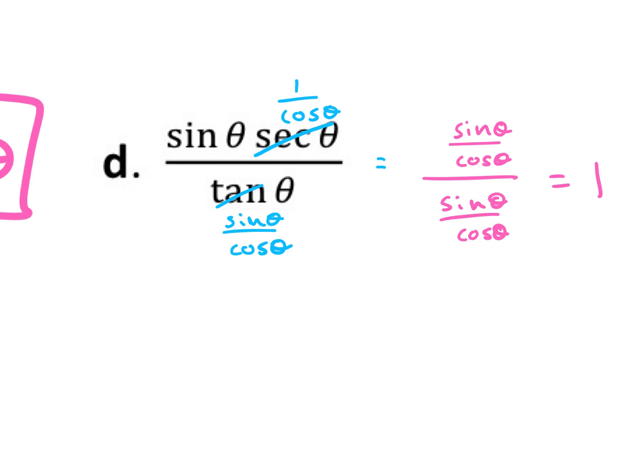So we could have done it just by changing the top to be sine over cosine. And what's sine over cosine? Tangent. So then I would have had tangent over tangent, which would have been 1. So there's different ways that you can do these. But if you do it correctly, you'll end up with the same answer. Any questions here?